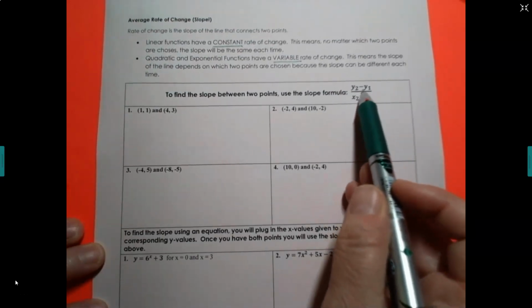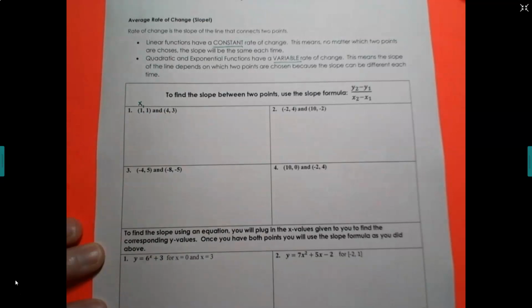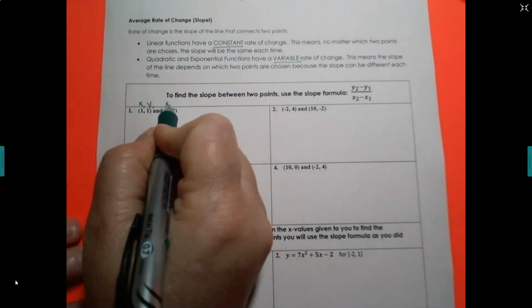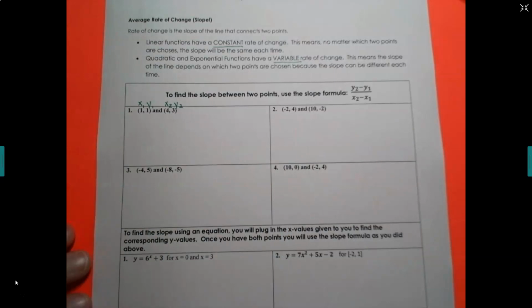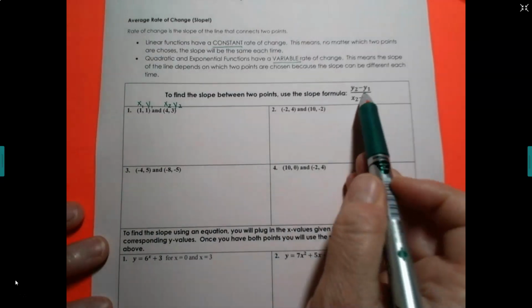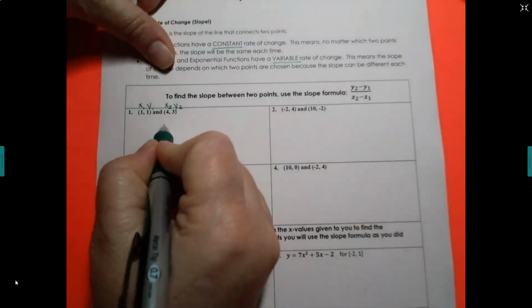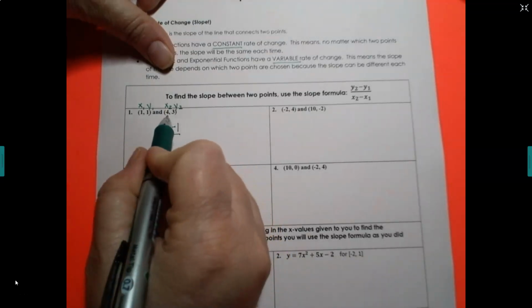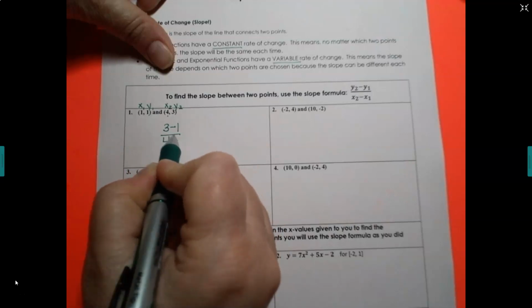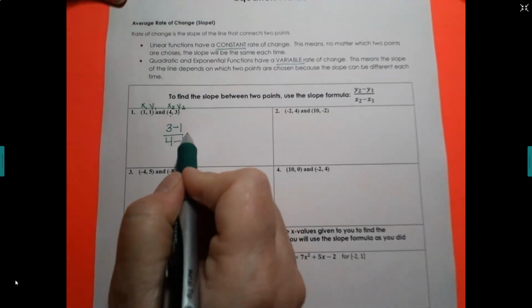So we need to know what is y2, y1. This is the first point, so I'm just going to say that's the x value in the first point. That's the y value in the first point. This is the x value in the second point, and that's the y value in the second point. That's just to help me see how I'm going to plug this all in. So my equation says y2 minus y1. Well, my y2 value is 3, minus y1, which is 1, divided by x2, which is 4, minus x1, which is 1. Once you've got it set up, you're just going to start simplifying.